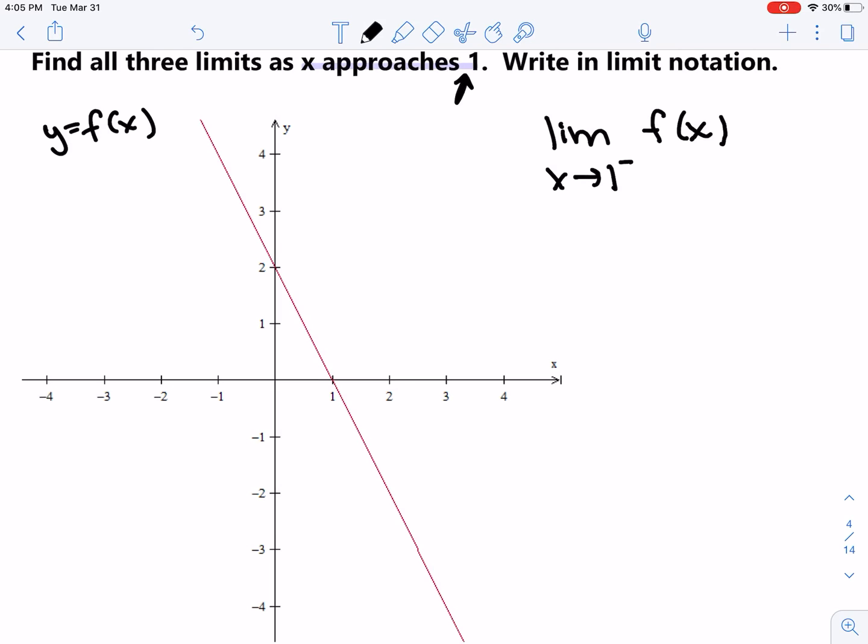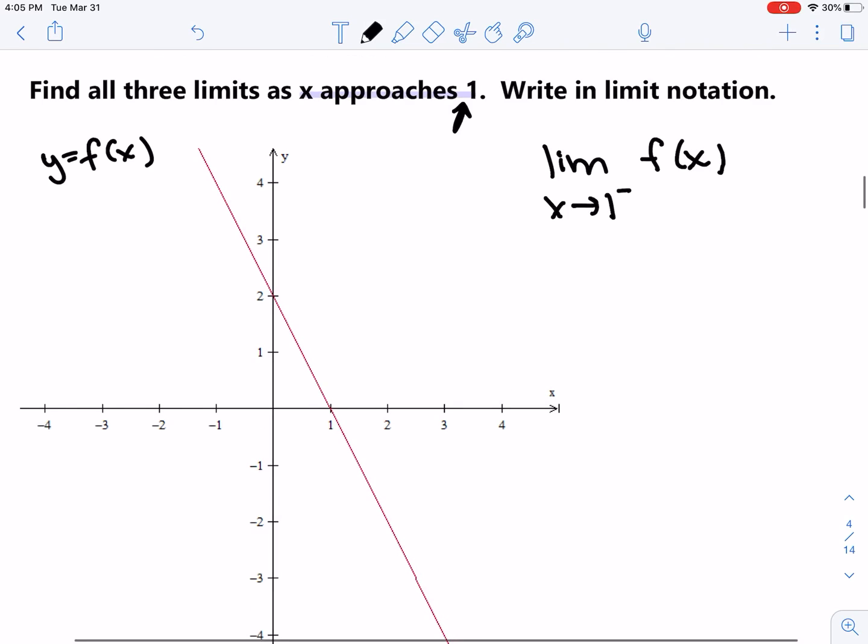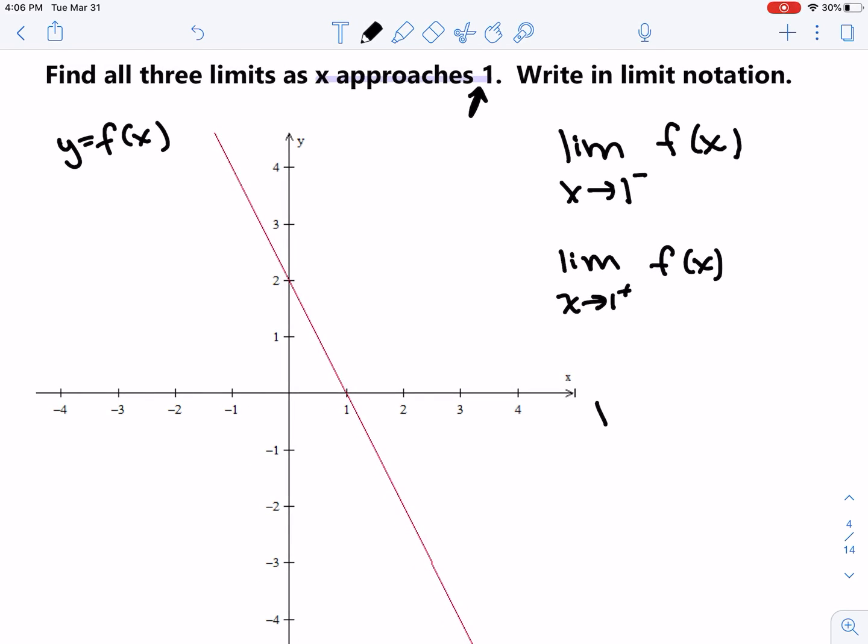So we're going to do the limit as x approaches 1 from the left, the limit as x approaches 1 from the right of f of x, and then we're going to do what I call the full limit.